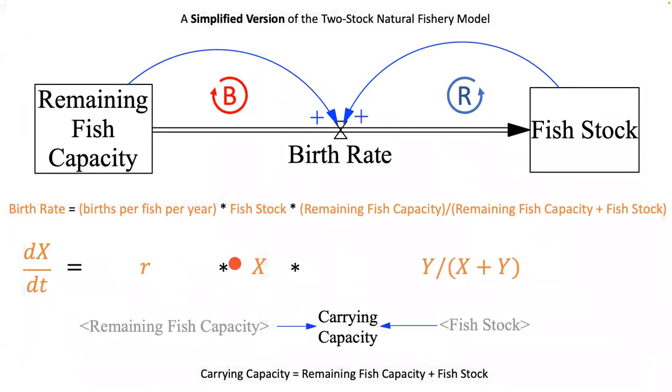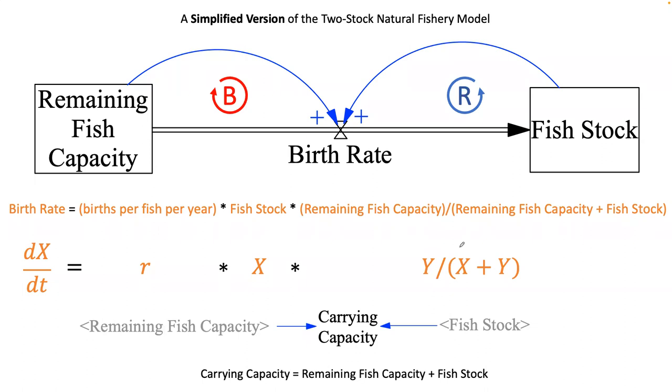This is basically a Vensim version of what I was just drawing there. Remaining fish capacity, that's kind of like potential fish and fish stock. We've got our birth rate here, which is just this background birth rate times the current number of fish trying to have new fish, times this kind of limiting factor, which is the potential fish here.